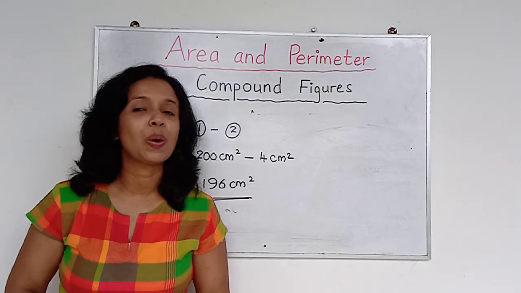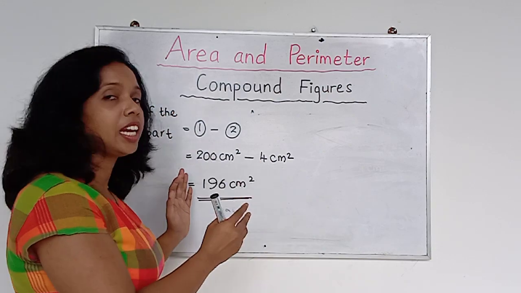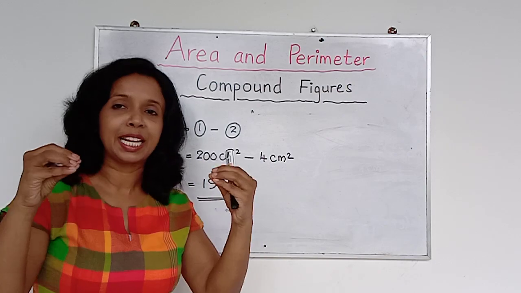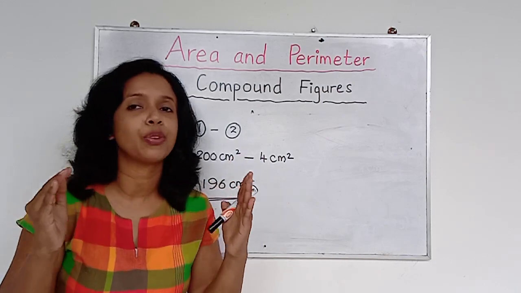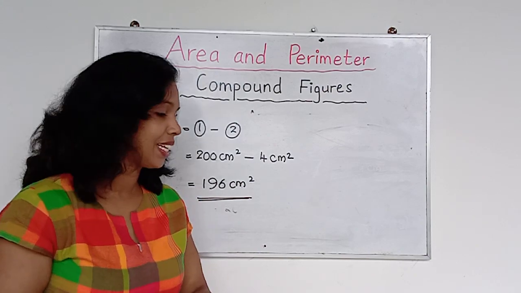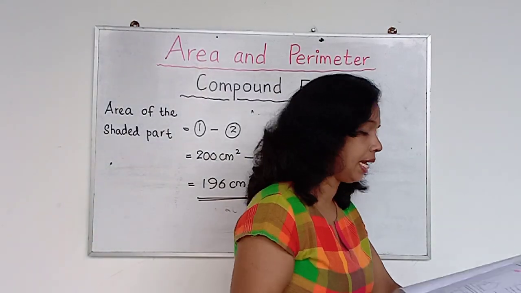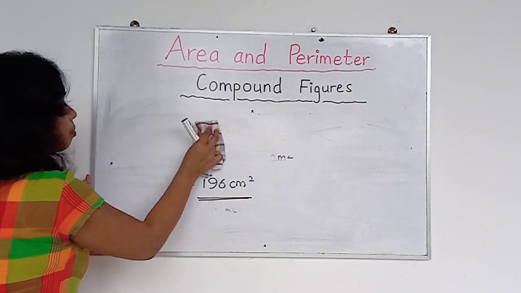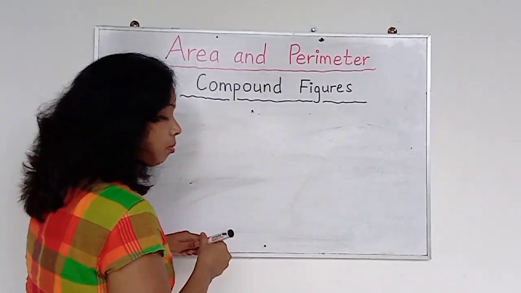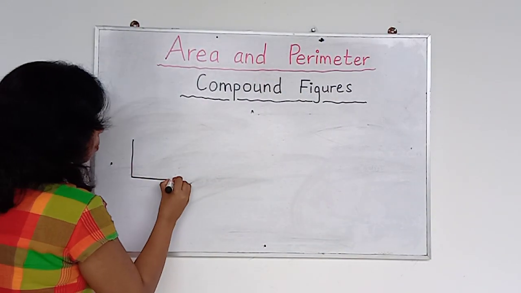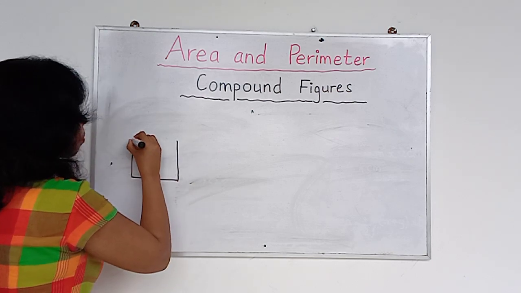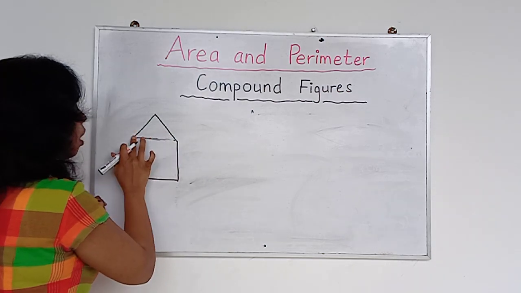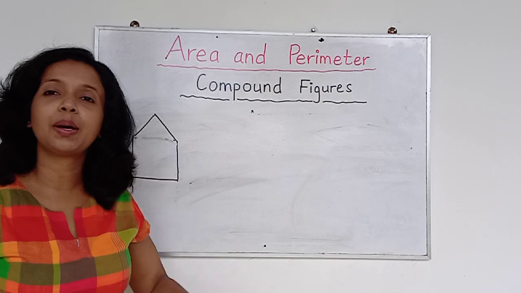Okay, so this is how we should calculate the area of the remaining part. Earlier what we did, after adding two shapes, we had a compound shape, and how we are going to find the area of those compound shapes, right? Then next example will be like this. Children, now tell me. Okay, so this is the compound figure I have.